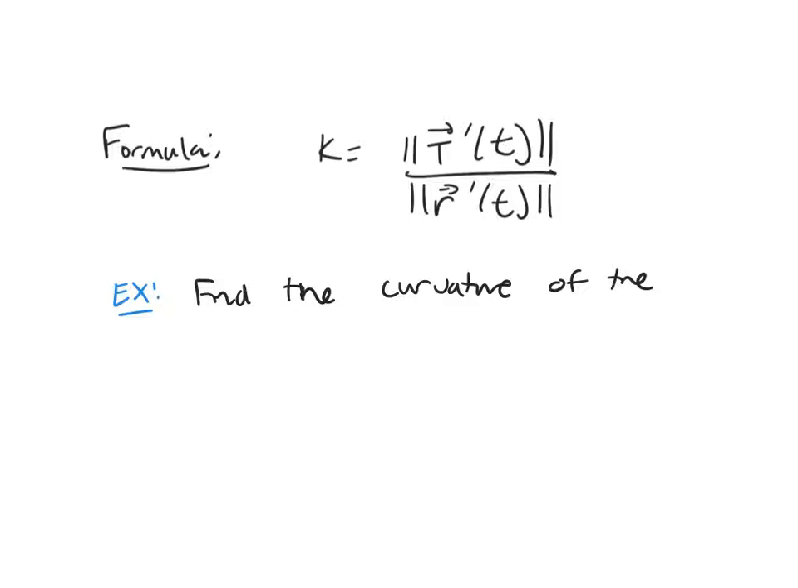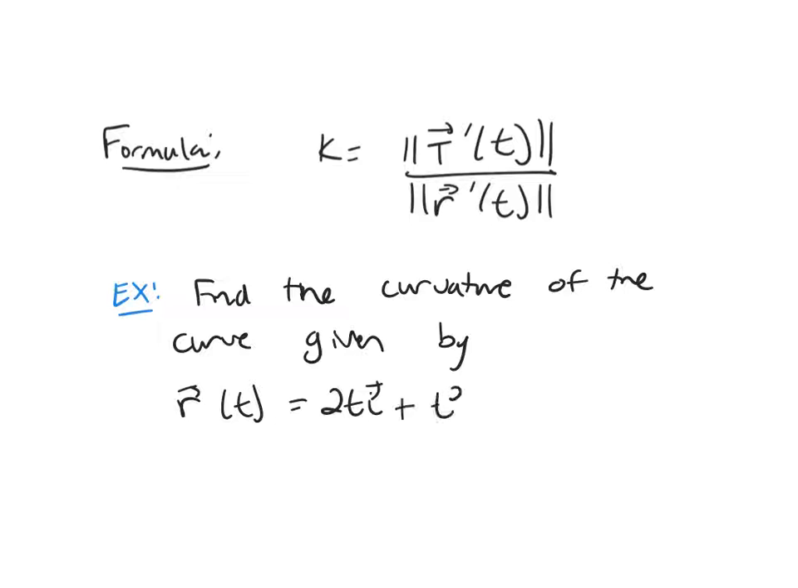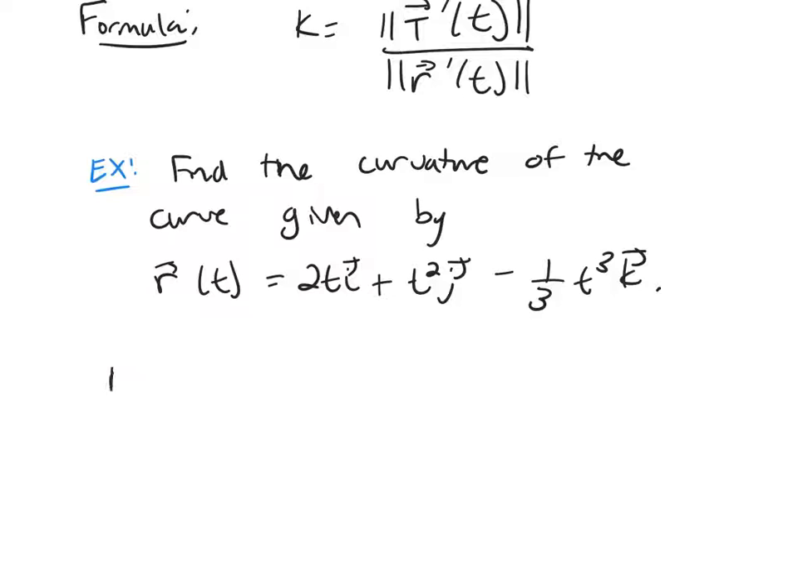of the curve given by r of t is 2t i plus t squared j minus 1/3 t cubed k. So the first thing I'm going to do, just like in the last video, I'm going to take the derivative of r. So r prime will be 2i plus 2t j minus t squared k.